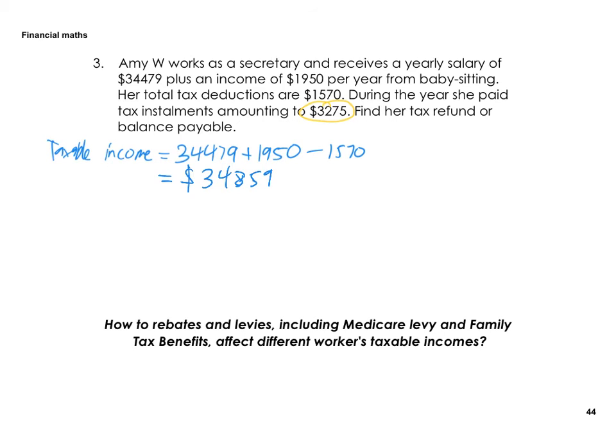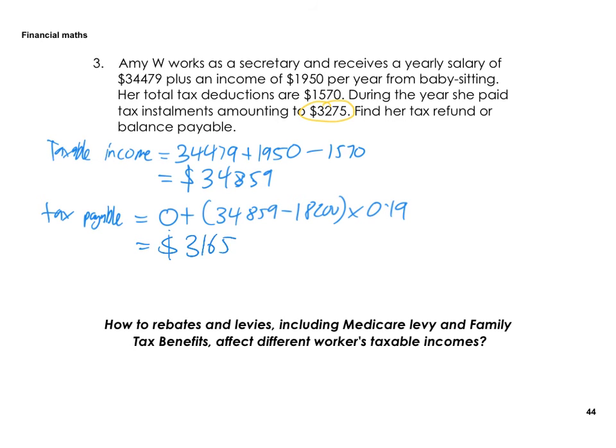That's the first part. Next bit is the tax payable. That's using the table. I believe 34 grand goes in the second bracket. So it's going to be 0 plus 34,859. Take away 18,200 times by 0.19. And that is 3,165 and 21 cents. Okay, almost done.